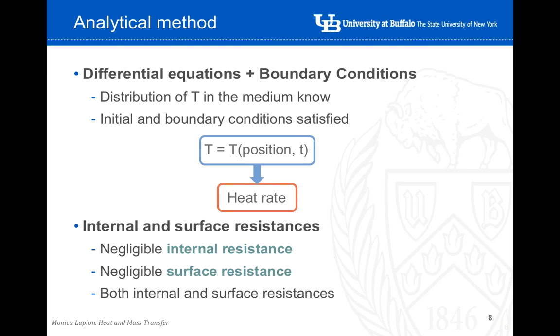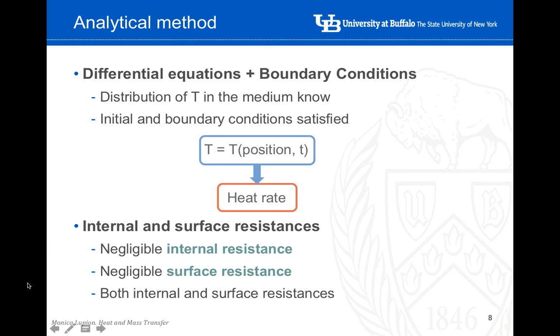In the process of heating and cooling, the rate of energy transfer depends on the internal resistance and the surface resistance. We are going to see three different cases. First one, it's when the internal resistance is negligible. Second, when we don't consider any external resistance or it is zero. And the third case will be the general case when both internal and surface resistances must be considered.